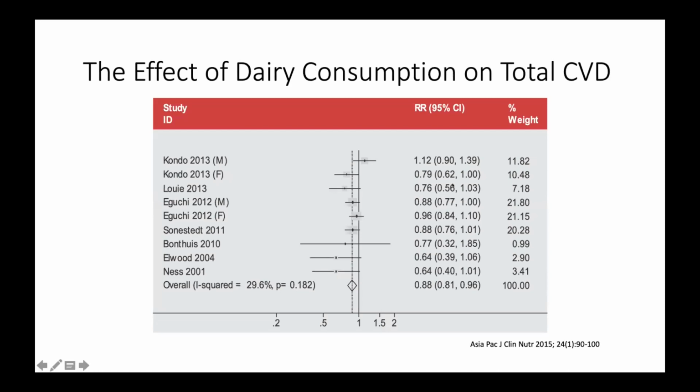So regarding dairy consumption and total cardiovascular disease, if you see this meta-analysis, it has been shown to be protective, with around a 12% reduction in the total incidence of cardiovascular diseases. So dairy milk or dairy product consumption is good for your heart.